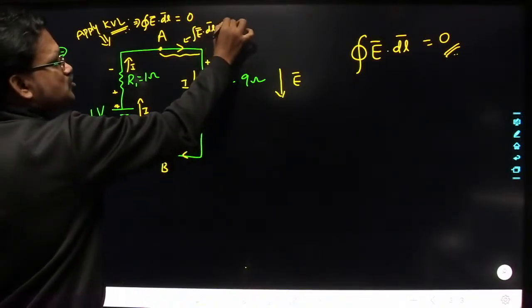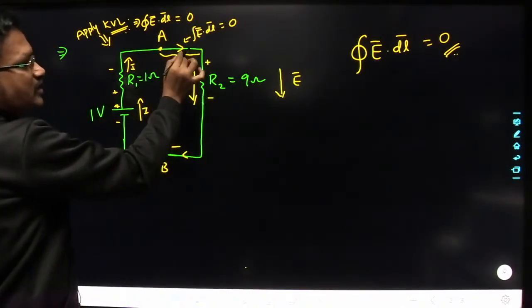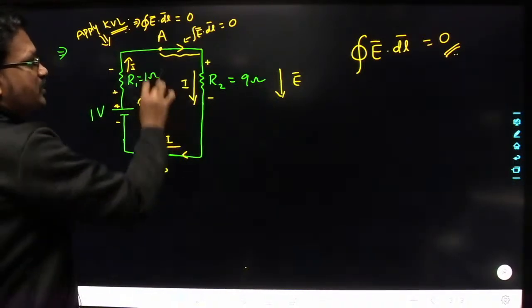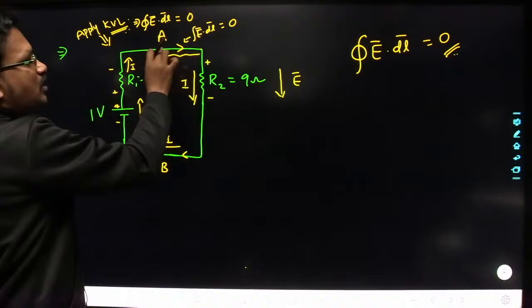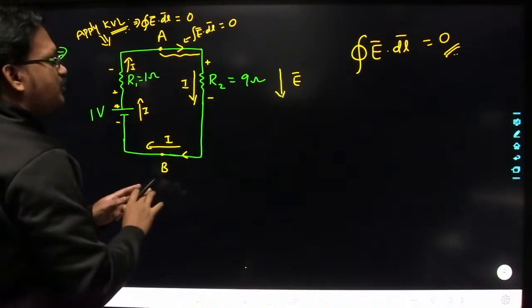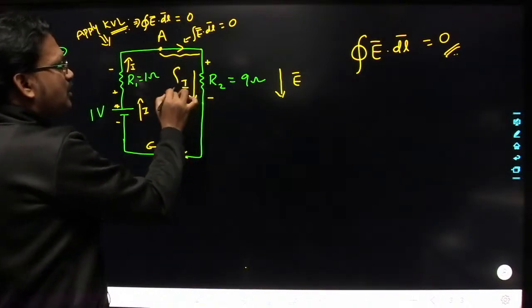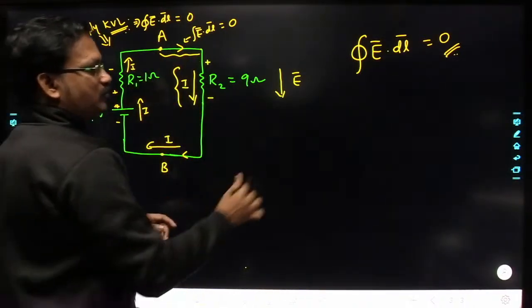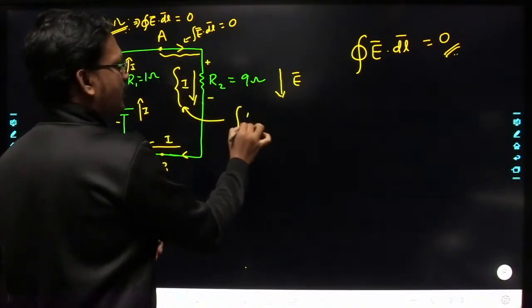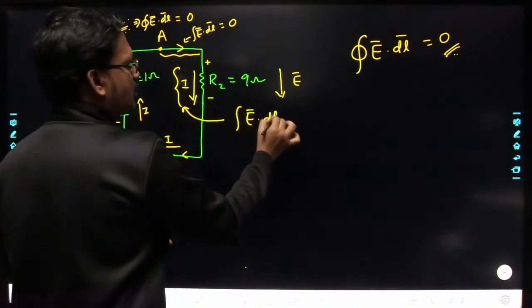You are going to get 0, because inside a perfect conductor, electric field will be equal to 0. So that means if you do integral E bar dot dl bar over this section, you are going to get 0. So next I am doing integral E bar dot dl bar over this section here.